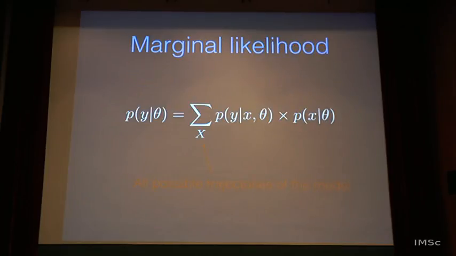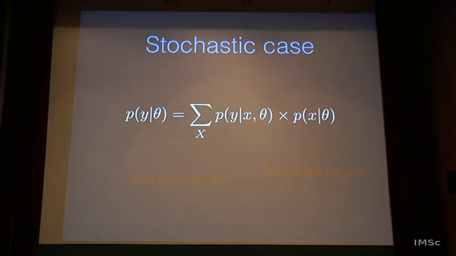Okay. So let's go back to the more general marginal likelihood, where you still have the sum over all the possible trajectories of the model. And now let's look at the stochastic case. In the stochastic case, the problem is that this probability distribution is no longer known. We don't know the solution of the master equation that will give you that. So if we want to sum over all the possible trajectories of the model, there will quickly be billions of trajectories. So that's not feasible. It will take too long.